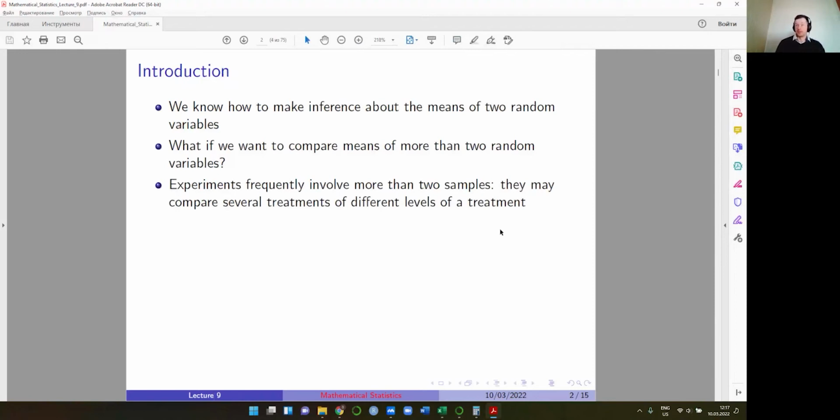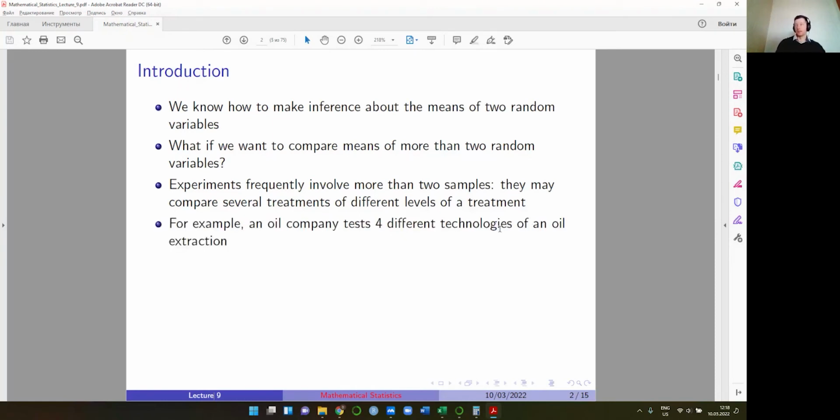Frequently, when you make an experiment, it involves more than two samples. They may compare several treatments or different levels of a treatment. For example, in medical experiments there are usually three groups, not two. One group is the treatment group, one group is the placebo group, and the third group is the control group, which receives no drug, neither placebo nor the tested drug. Well, there are three samples, and we need to compare their population means.